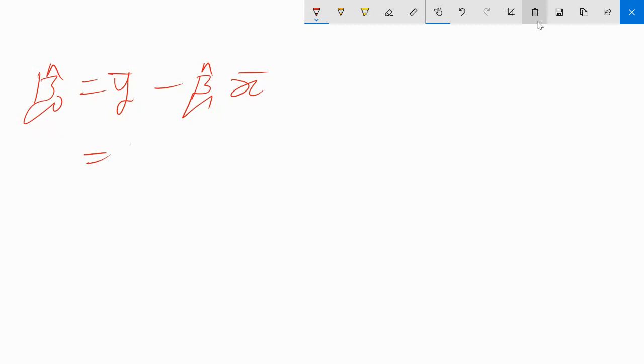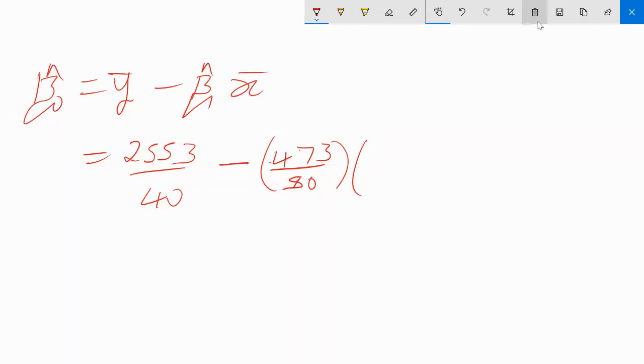So beta 0 hat is y bar minus beta 1 hat x bar. And we're given y bar is nothing but 2553 divided by 40, minus this value we just calculated. I don't want to round anything, so I will write it as it is, divided by 80 multiplied by x bar, it's 80 divided by 40, as you can see there. And what is the answer?